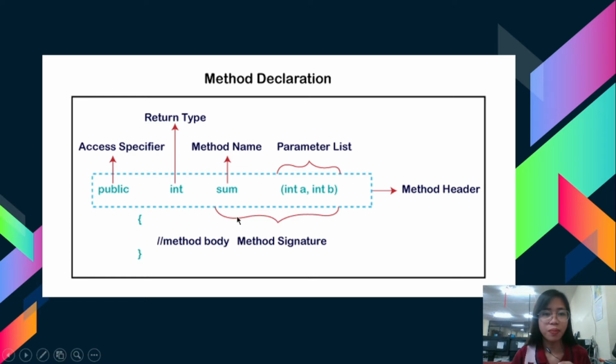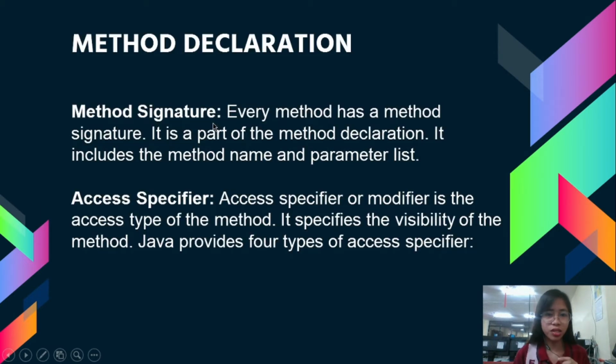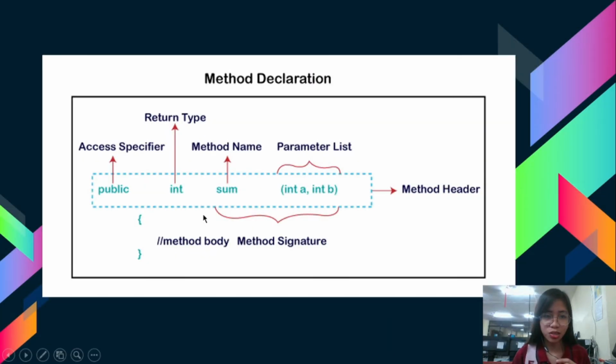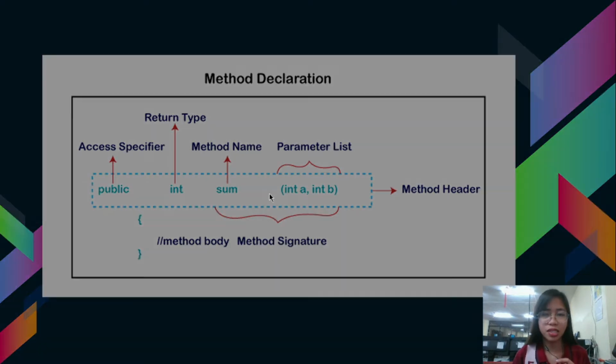And then, method name. Itong method name ay unique name yan. So, it is user-defined or programmer-defined. So, ikaw yung bahalang mag-name dun sa method na yon. And then we have parameter list. Ilan ba yung mga values na kailangan mo for this method? Ayan, method signature. Every method has a method signature. It is a part of the method declaration and it includes the method name and parameter list. Kung mapapansin nyo dito sa illustration, ito yung tinatawag na method signature, binubuo ng method name and parameter list.